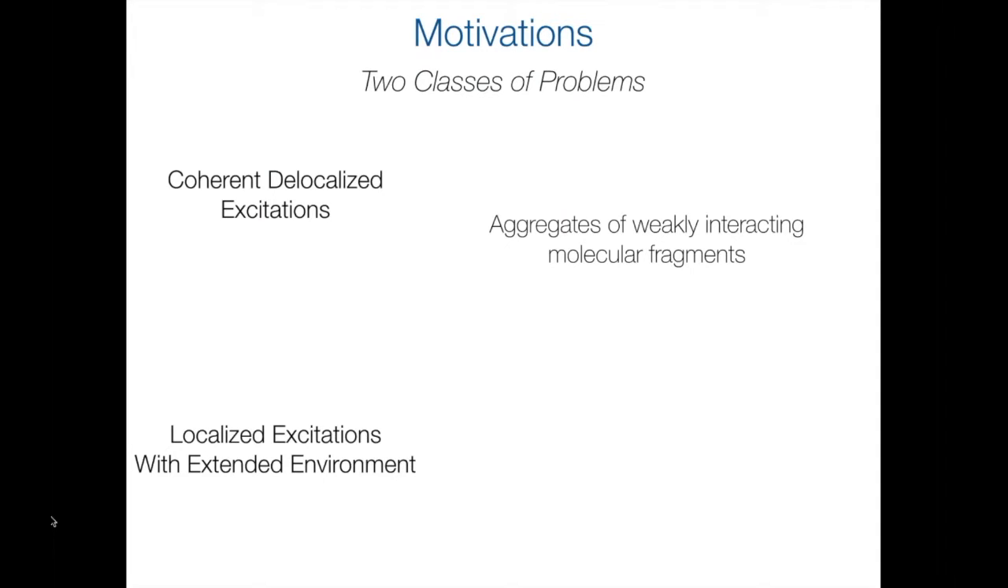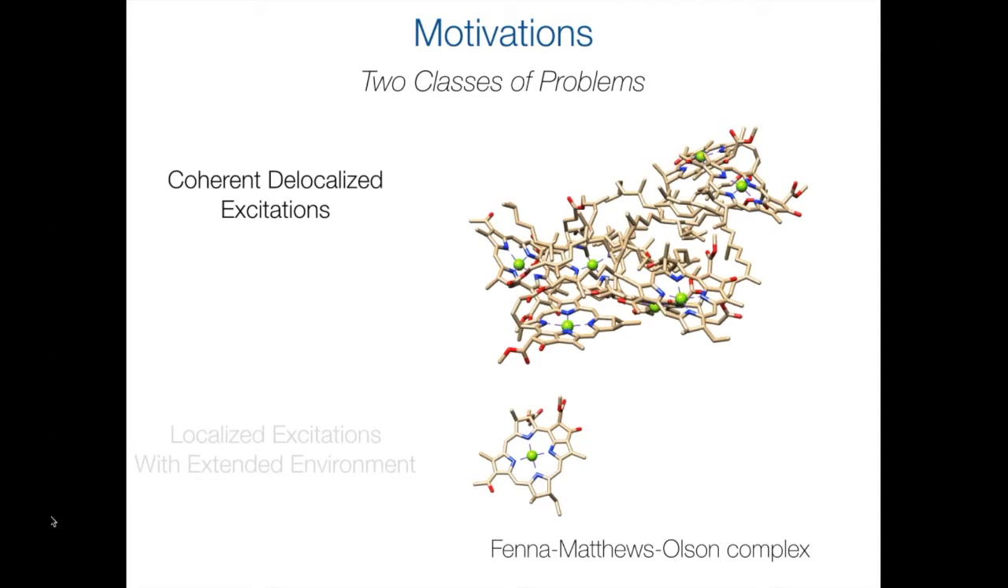And for both of these, we're going to consider a system that would be an aggregate of weakly interacting molecular fragments. So the first type of excited state we're interested in studying is a coherent delocalized excitation, where our excited state is spread over multiple chromophores in this aggregate. So for instance, we have the Fenna-Matthews-Olson complex. This is a set of chromophores in green sulfur bacteria. It's involved in the electron transport chain. And there is an open question about the role that quantum coherence plays in the energy transfer mechanism.